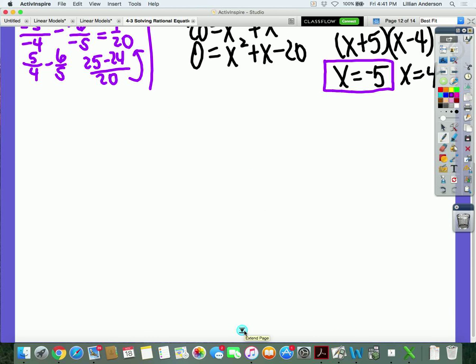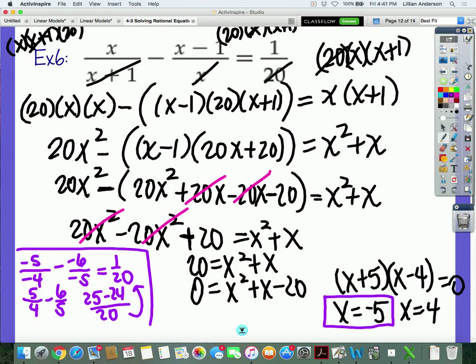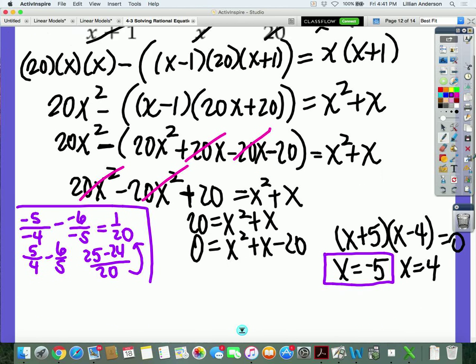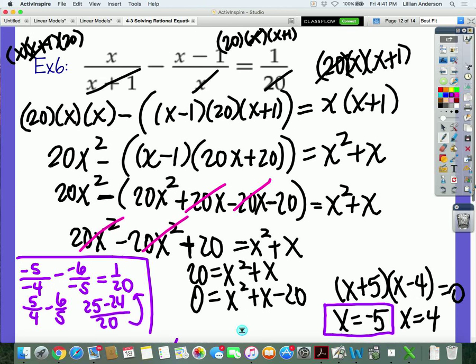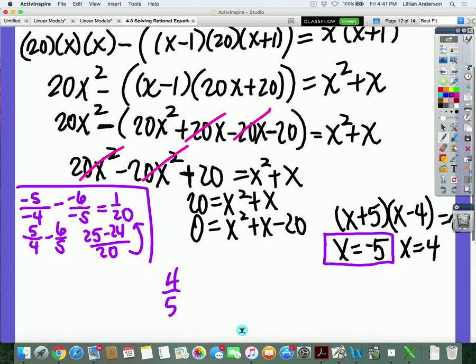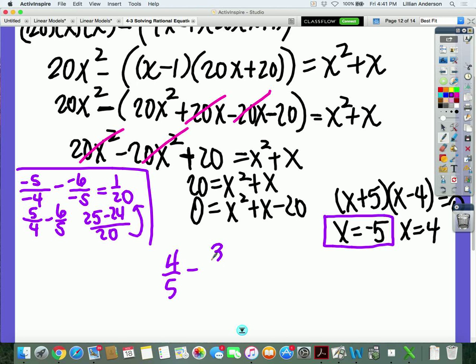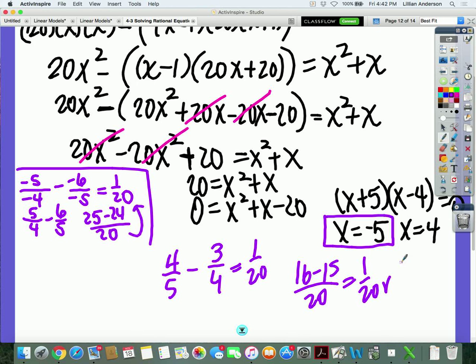Uh-oh. I want to check 4. Because I need the original equation. I went down too far. So it's going to be 4 over 5 minus 3 over 4 equals 1 over 20. Do the cross thing again. 16 minus 15 over 20, which is, yes, 1 over 20. So they both work.